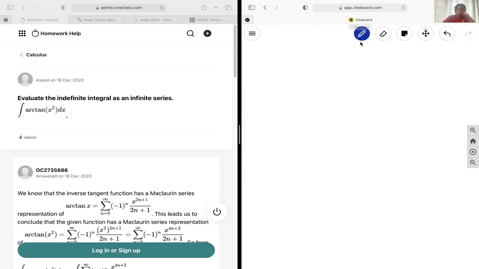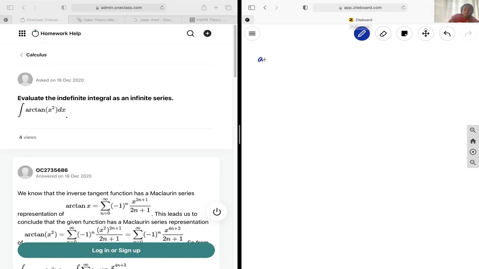Okay, so next up we want to evaluate the indefinite integral as an infinite series. And so we know that, in order to do this, first we need to figure out the infinite series for arctan. And then you put in x squared in the position of x to figure out the infinite series of arctan x squared, and then we're going to take the integral of all of that.